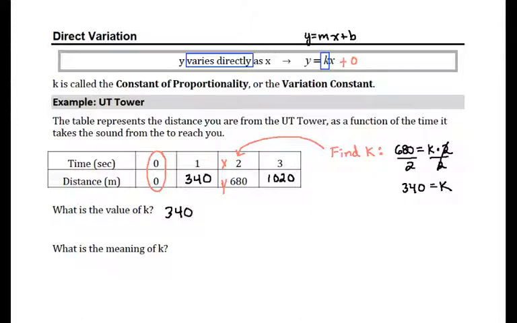We just found that. And to explain the meaning, we really need to know its units. A rate of change, which is the same as the constant of proportionality in this case, has units of change in y over change in x. We can also look back at this calculation that we did here and see that we got it by a y value, 680, which was meters, divided by an x value, 2, which was seconds. And therefore the units of this are meters per second.